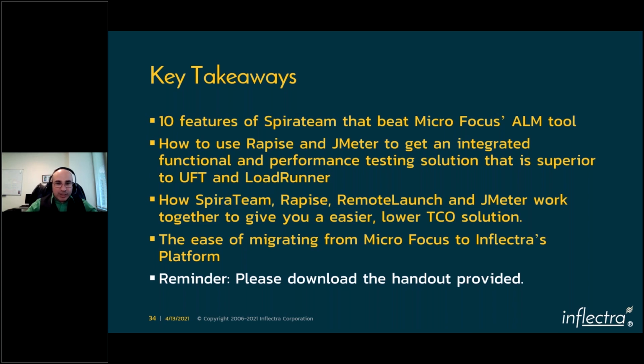We've shown you how you can use Rapise to get an integrated set of functional and load testing tools integrated with Spira. And we've also talked about why Rapise is superior to UFT, gives you a lower cost of ownership solution that's more modern and future looking. And then lastly, it all sounds good, but you have to get from where you are today to where you want to be. We've also talked about the automated migration options from both UFT and ALM to our platform. With ALM to SpiraTeam, it's completely automated, and from UFT to Rapise, I think it's like 90% automated, and then there's some manual tuning afterwards.